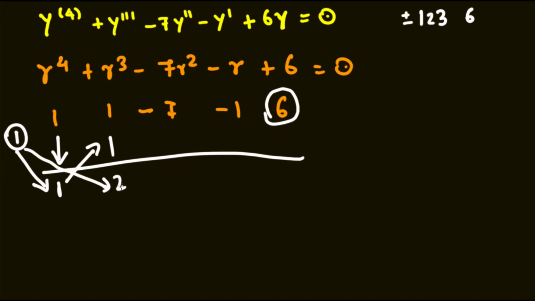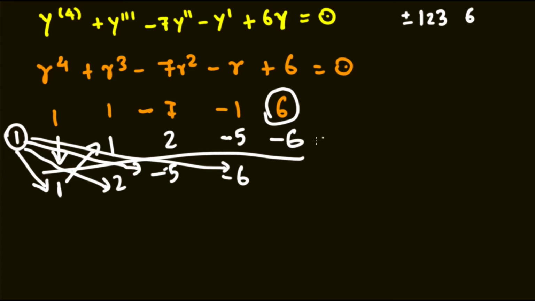1 times 2 is 2. 2 plus negative 7, that's going to be negative 5. And then 1 times negative 5 is negative 5. Negative 5 plus minus 1, that's negative 6. Then 1 times negative 6 is negative 6. See, we put negative 6 right here. 6 plus negative 6 is 0.